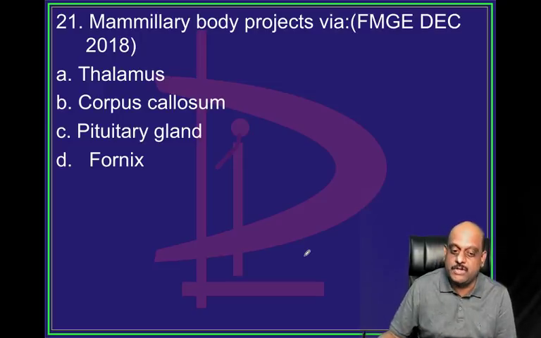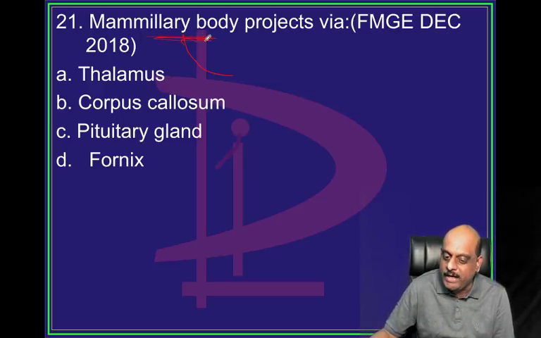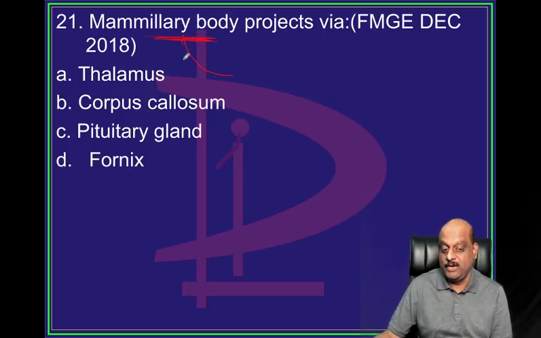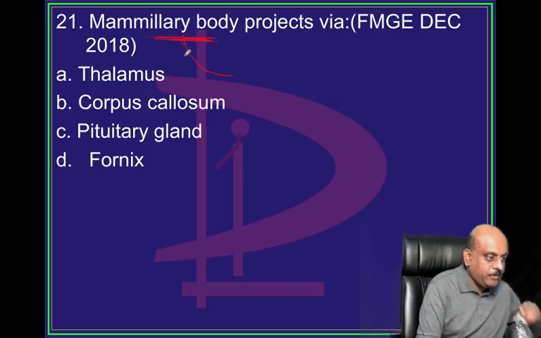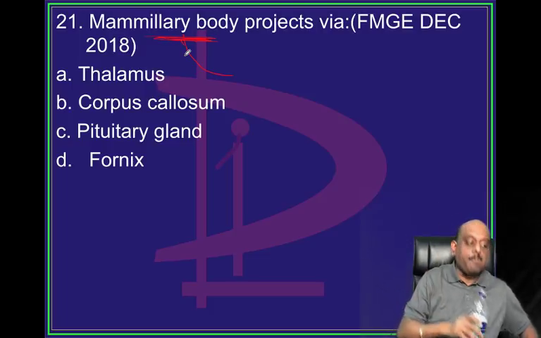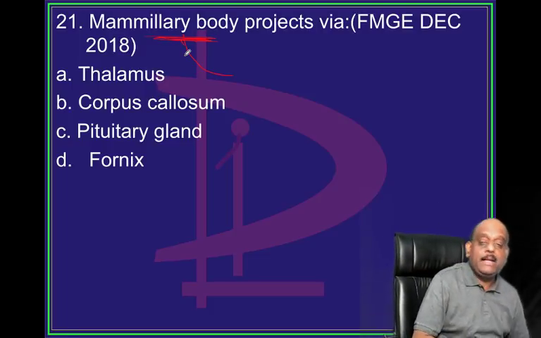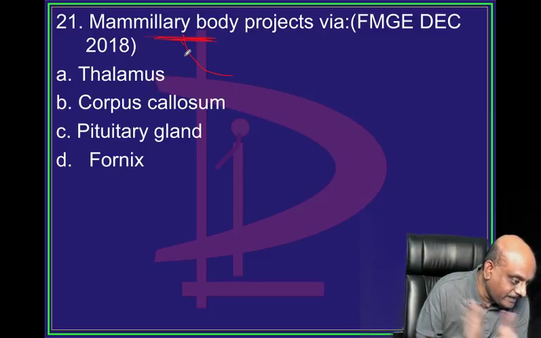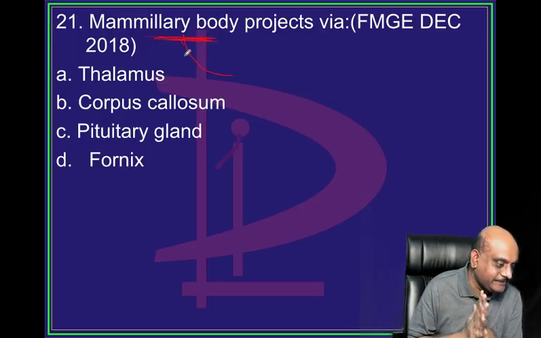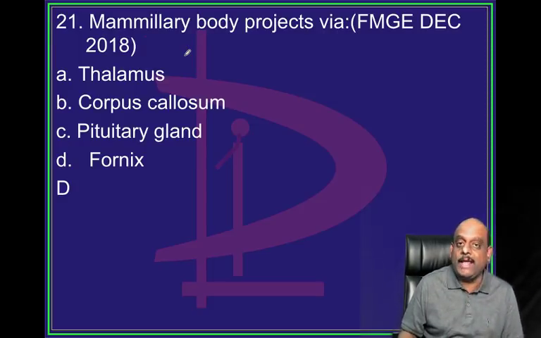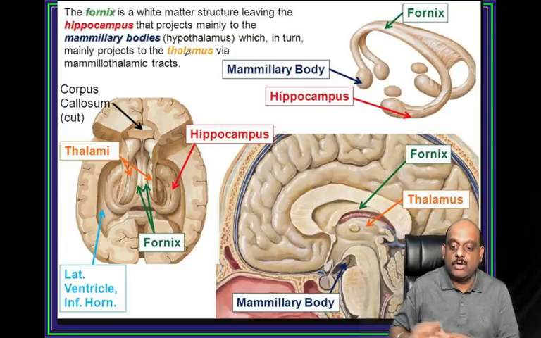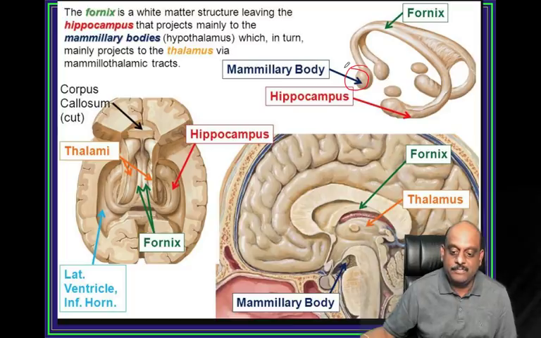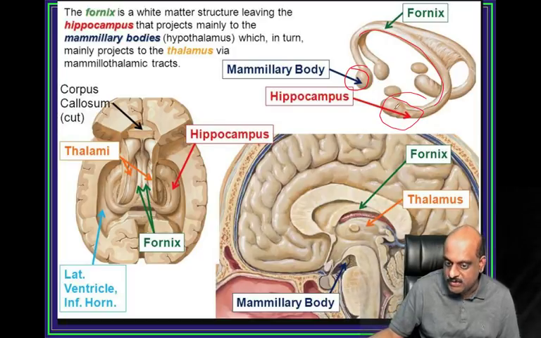This is a torture question, doctor. Mammillary body projects via? Who is going to give me the correct answer? Excellent, Gauri Shankar Gautam. Super duper answer. Fornix. Doctor, this is the mammillary body. This is the hippocampus. And this is the fornix.